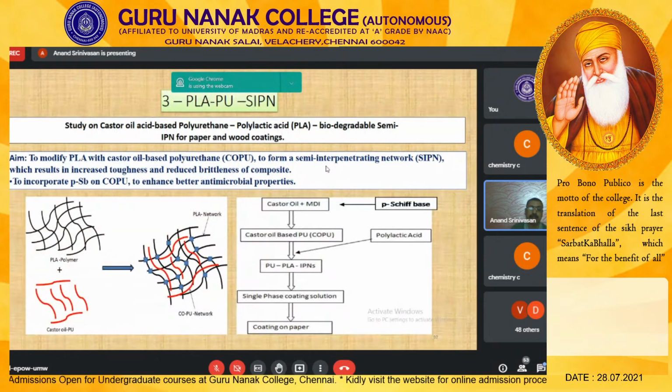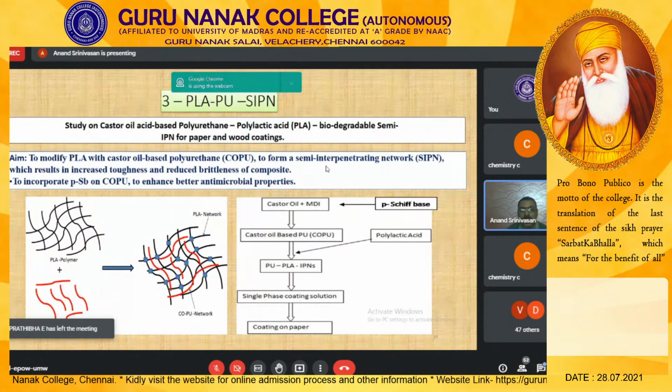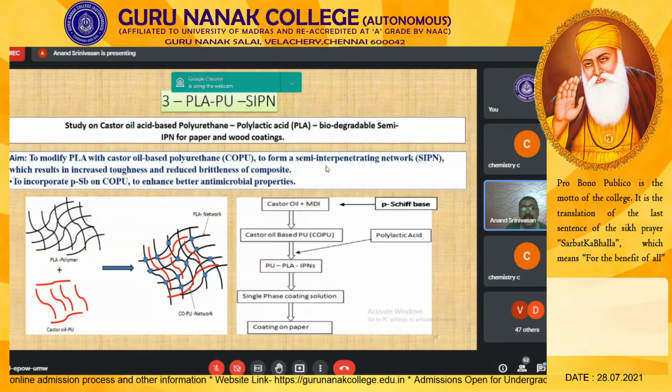Polyurethane is a soft material, PLA is a rigid material. So when we mix polyurethane with the PLA, we were able to observe some semi-interpenetrating polymer network. Interpenetrating polymer network is another fascinating area of research, where you have a physical entanglement. It is not a chemical linkage between your PLA and PU. It's a physical entanglement which offers some unique combination of properties. So we were able to observe semi-interpenetrating network between PLA and PU.